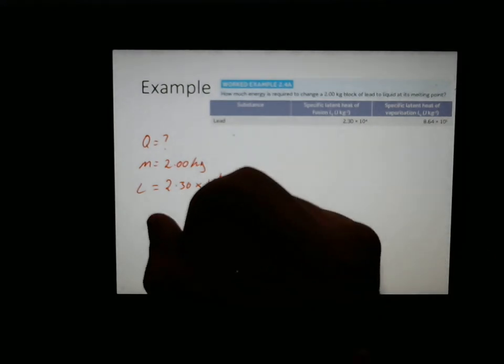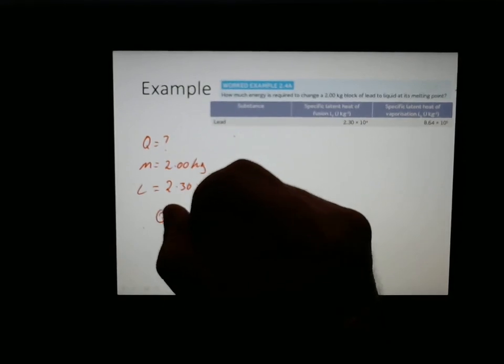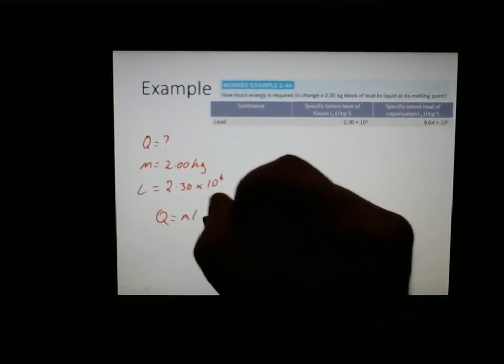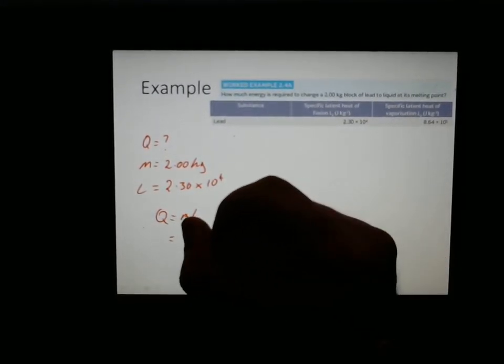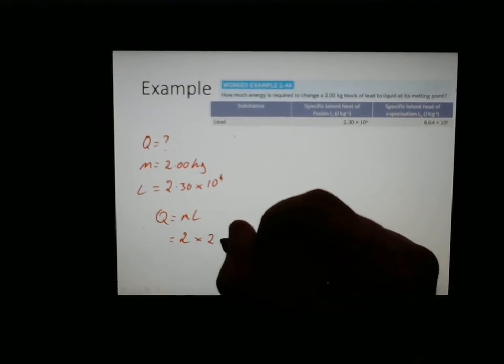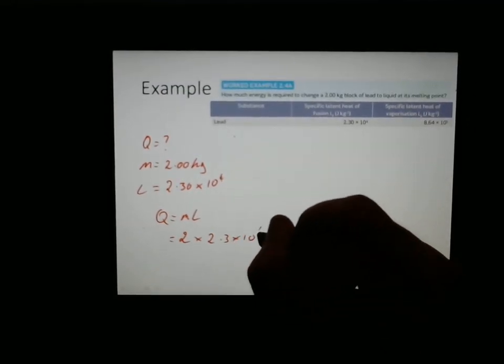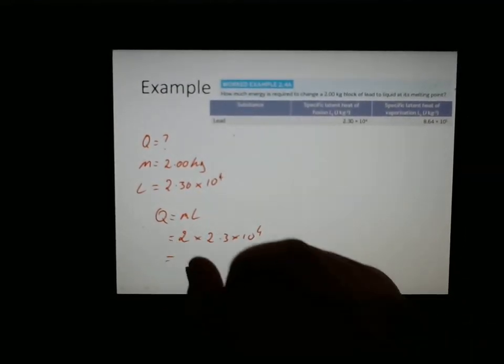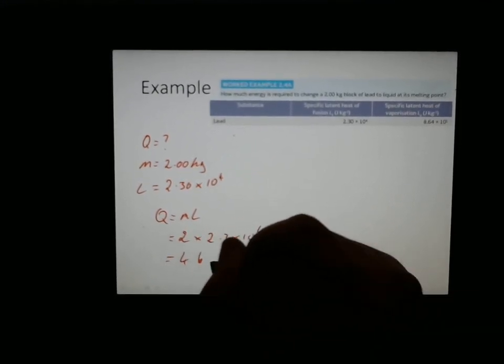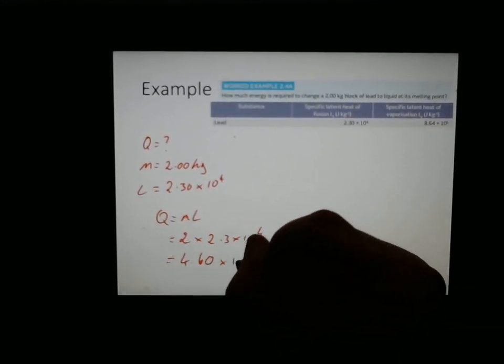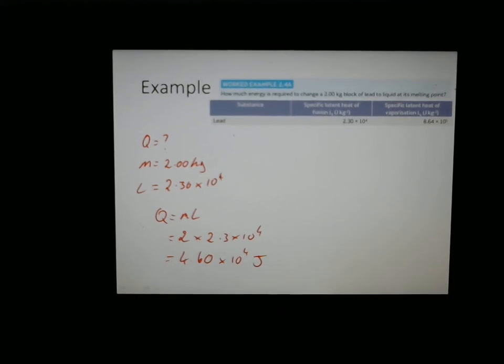So, let's plug that into the formula. Q equals mL equals 2 times 2.3 times 10 to the 4, and that's going to be 4.60 times 10 to the 4 joules, because it is an energy. That's it. That's easy. Nice simple formula. Let's have a look at another one.